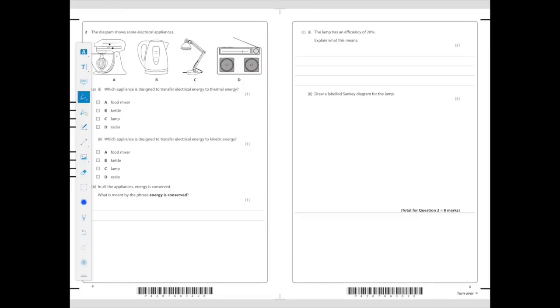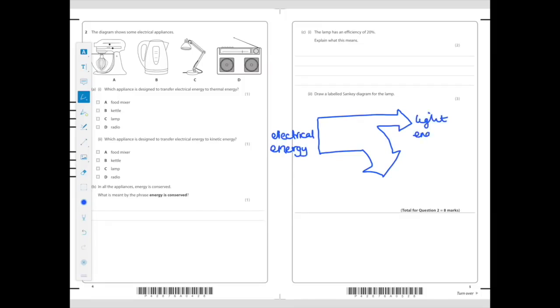Draw a labelled Sankey diagram for the lamp. Okay, so Sankey diagrams always look like this. Now you do find that a lot of it is wasted, so the wasted energy arrow down here will be much broader than the useful energy. Now let's label all of them. The lamp coming into that will be electrical energy. The useful energy out will obviously be light energy. And then there'll be wasted energy in the form of heat, because do notice that lamps get pretty hot. Because we haven't been given any numbers, you can't add any numbers, so don't worry about that.